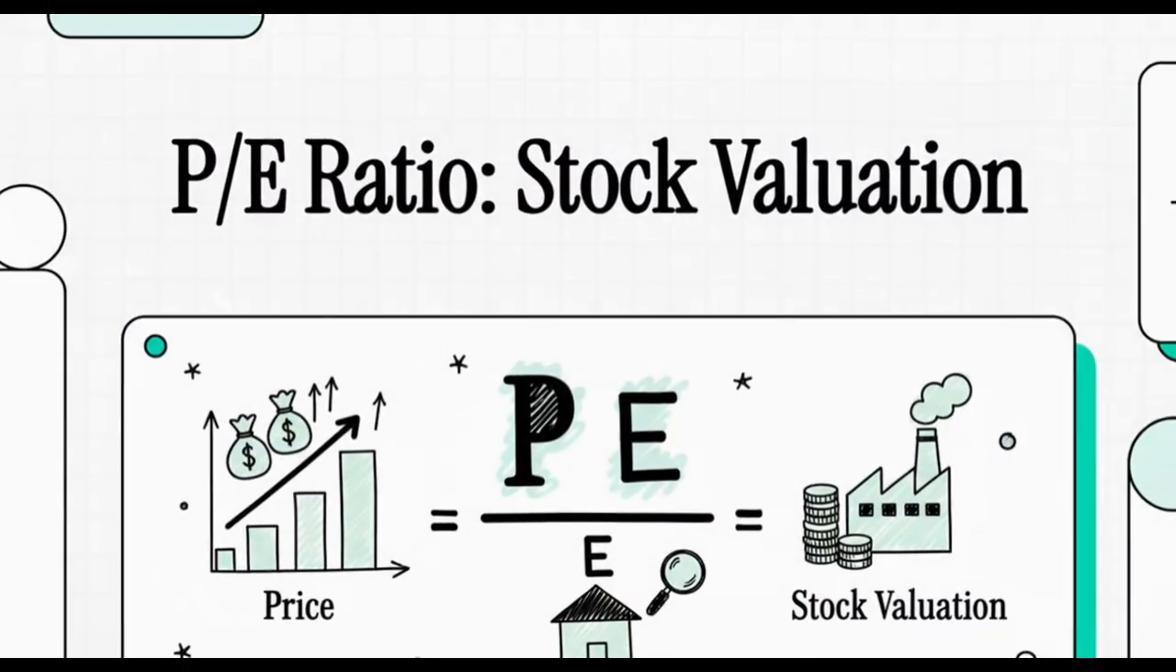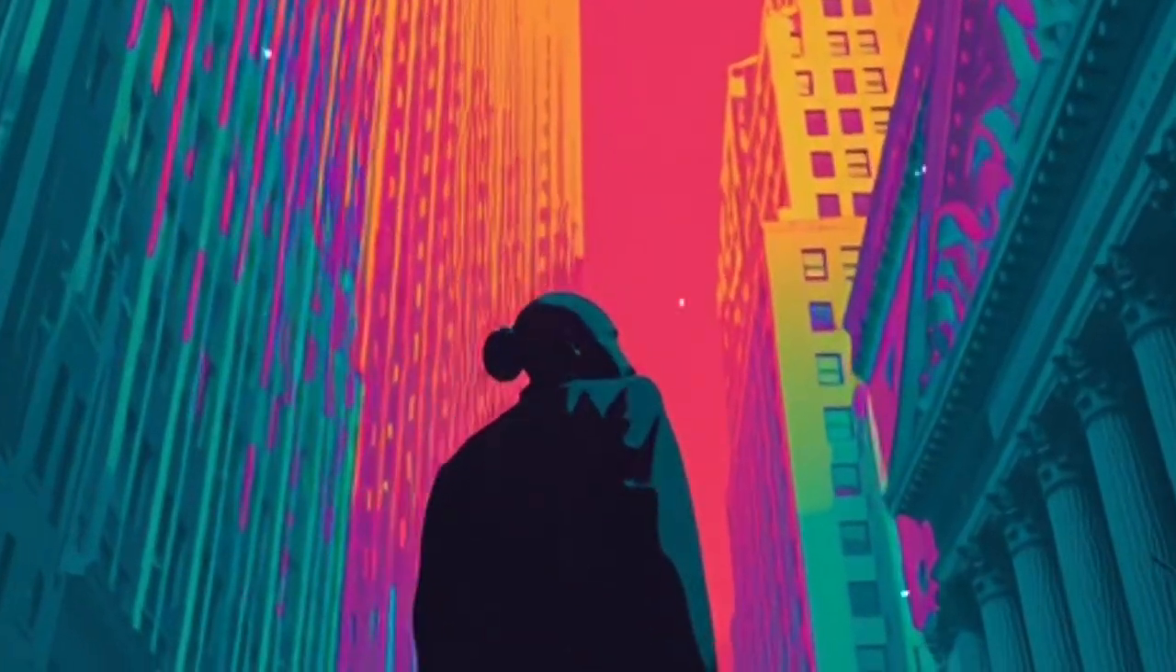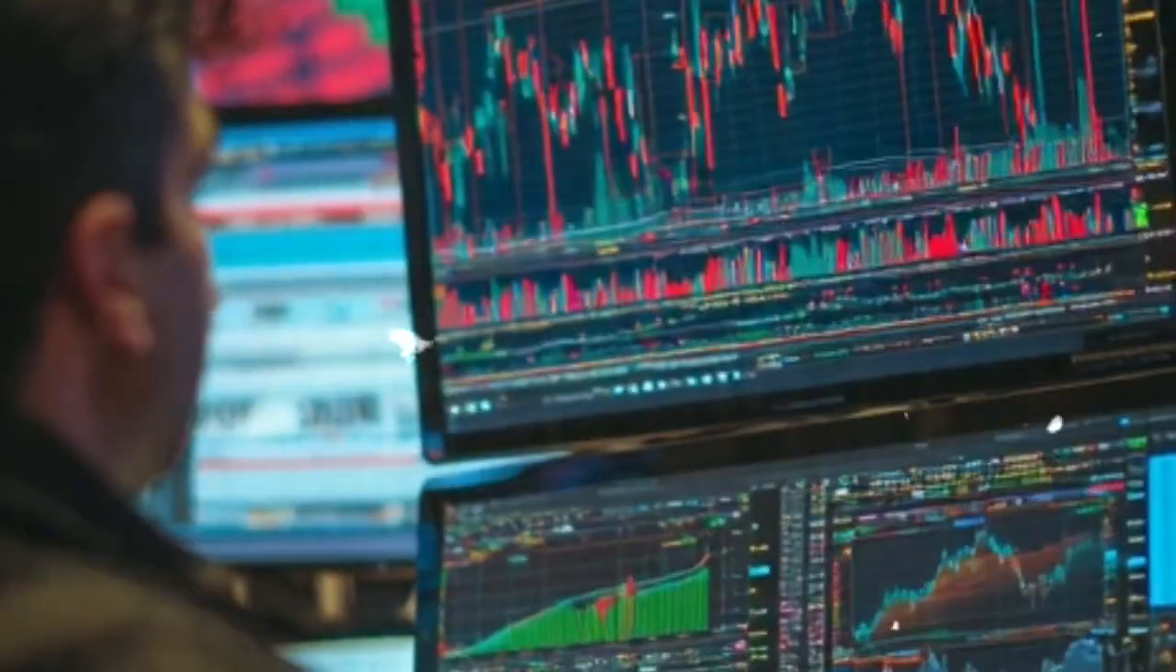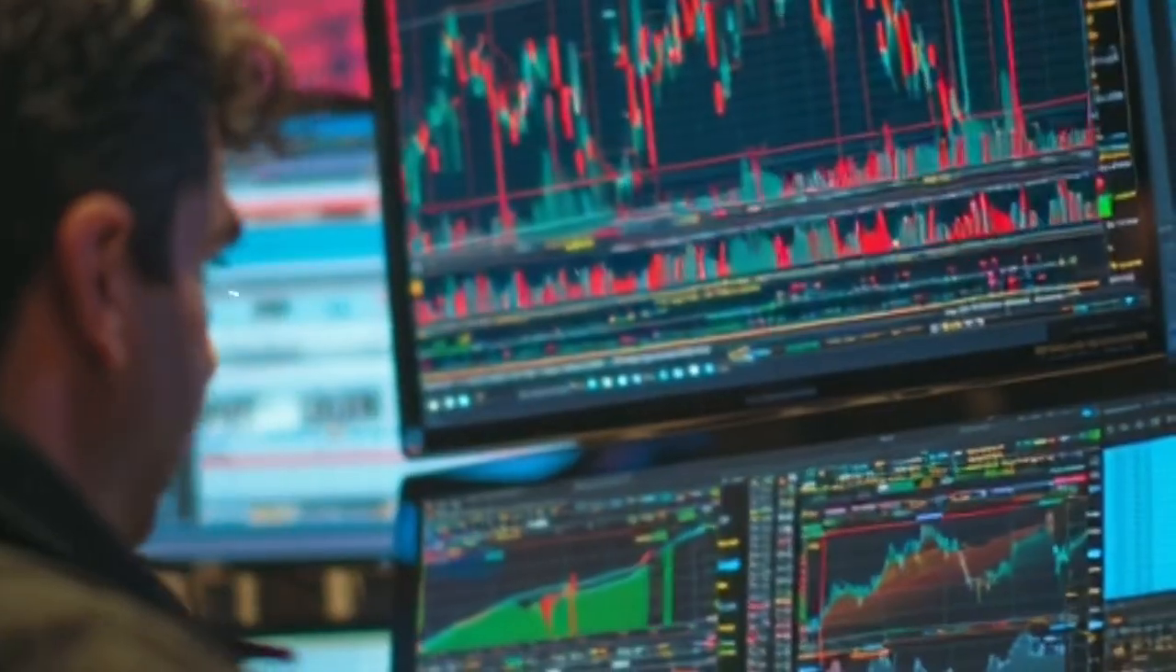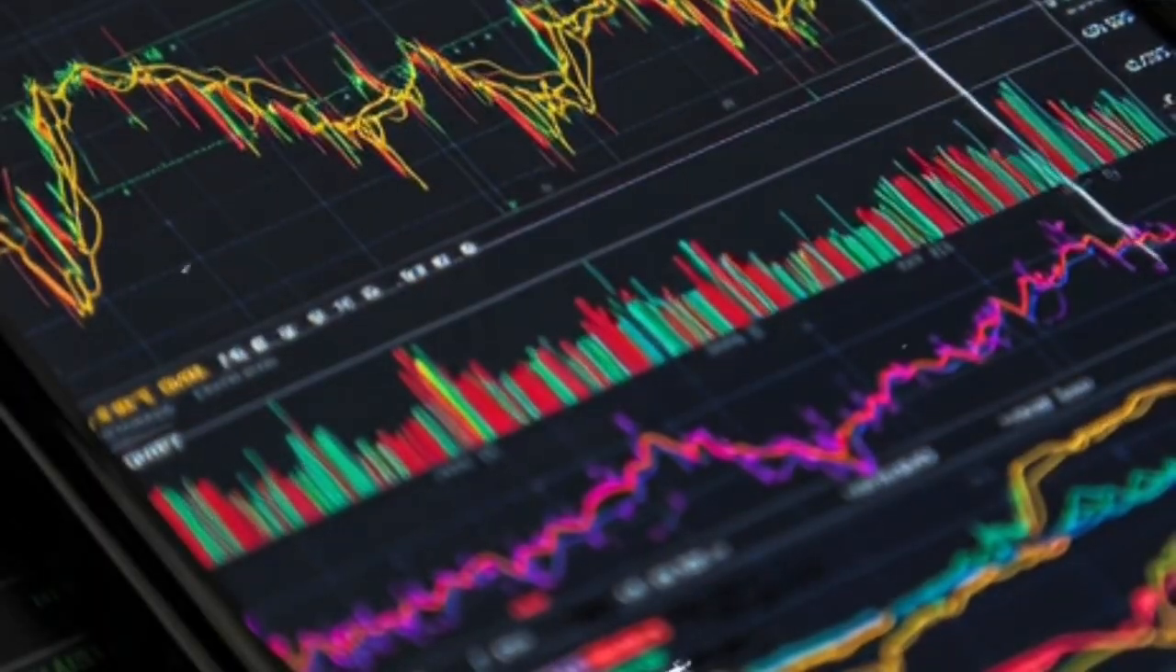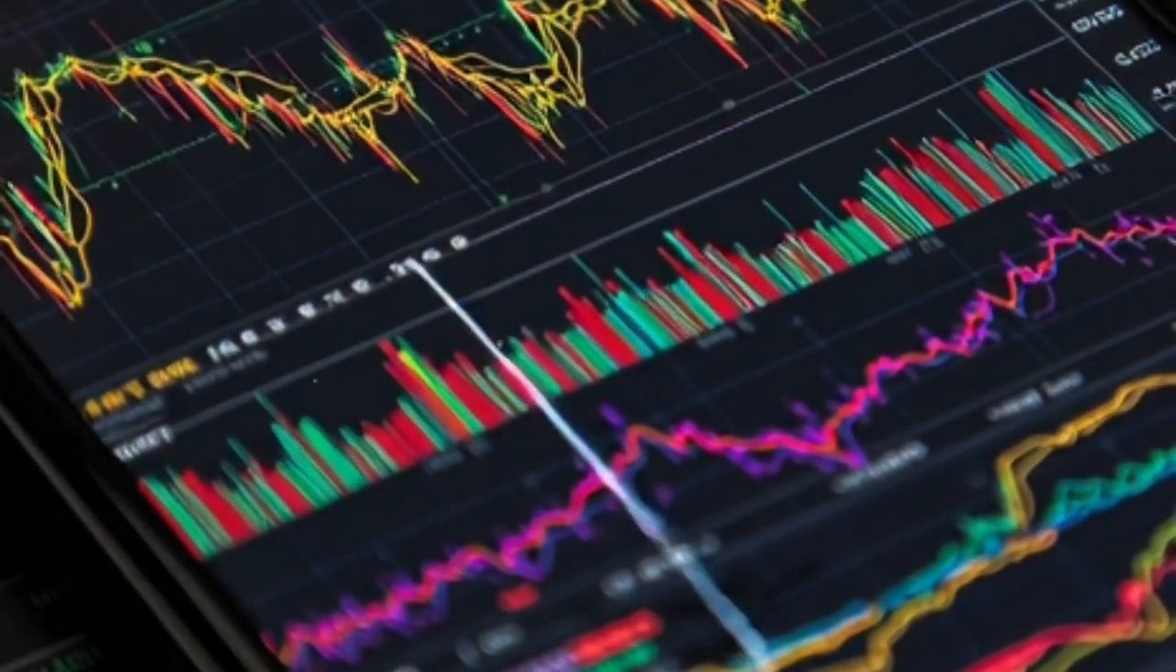This is the big one. It's the question every single investor asks themselves before they click that buy button. Prices are going up, they're going down, so how do you even begin to know if you're getting a good deal or if you're about to pay way too much?